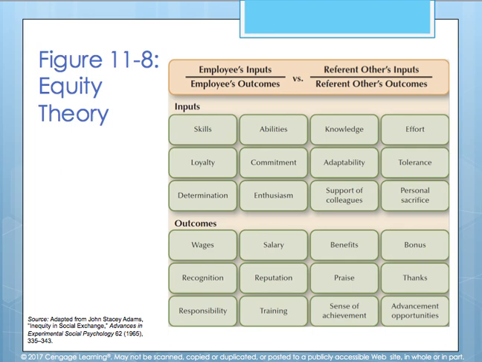So we have our inputs and outcomes, and you're looking at the skills and ability and tolerance and enthusiasm and how much support they have from colleagues. And then the outputs of the recognition and praise and thanks and sense of achievement and responsibility. Those are how those all come into play.